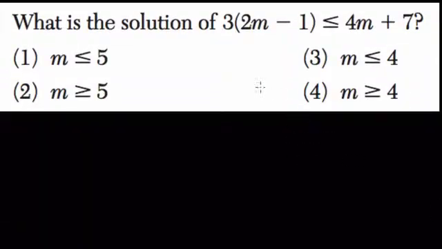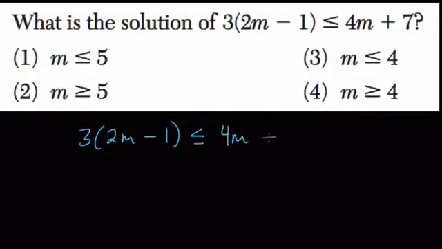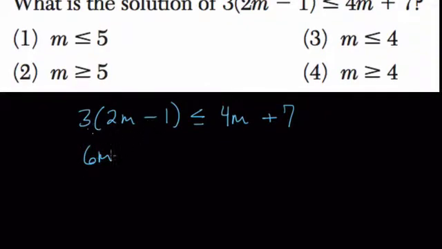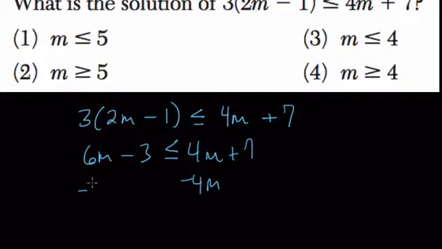Okay, what is the solution here? Well, I'm going to rewrite this and then distribute my 3 to 2m minus 1, because I could divide everything by 3, but 3 is not a factor of 4 or 7. So you get these nasty fractions. I want to avoid that. So 3 times 2m is 6m, minus 1 times 3 is minus 3, less than or equal to, it's still 4m plus 7. I want my m's on the left-hand side, so subtract 4m from both sides. Okay, it cancels out.